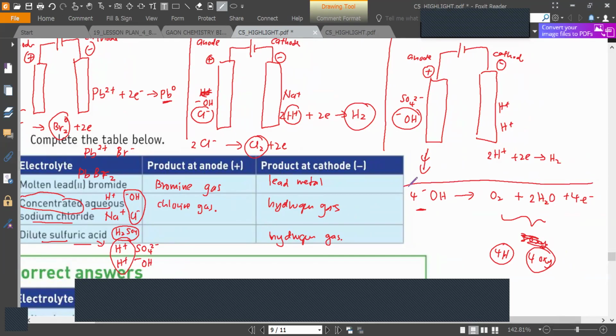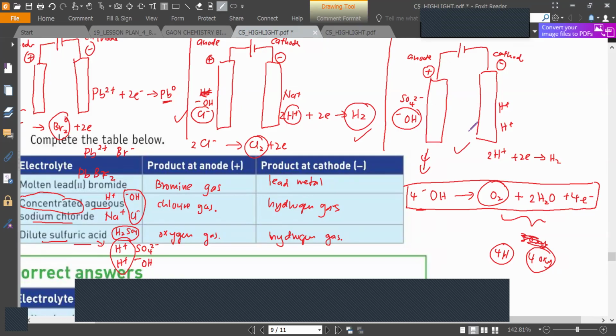This is how we work out the half equation. It looks like this. If you find it very confusing to work it out by yourself, you memorize it. So now the product will be oxygen gas. That's how we do it. We can work it out step by step.